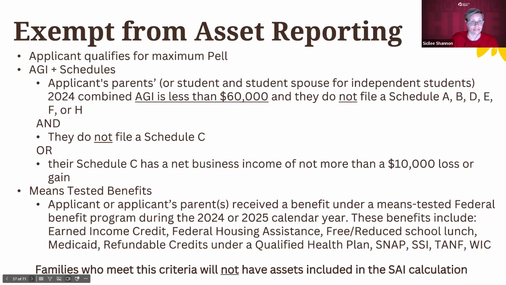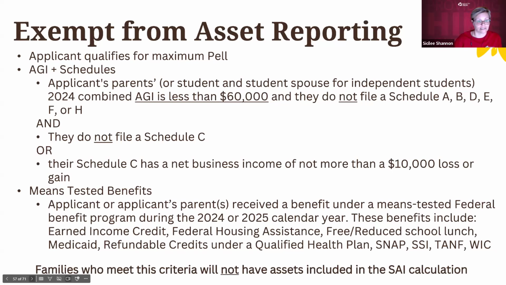There are going to be some exemptions from asset reporting, and this is going to be for an applicant that would qualify for the maximum Pell amount. AGI and schedules, applicants' parents or student and student spouse for independent students. The 2024 combined AGI is less than 60,000, and they do not file a schedule A, B, D, E, F, or H. That's actually and, not or. And they do not file a schedule C, or their schedule C has a net business income of not more than 10,000 loss or gain.